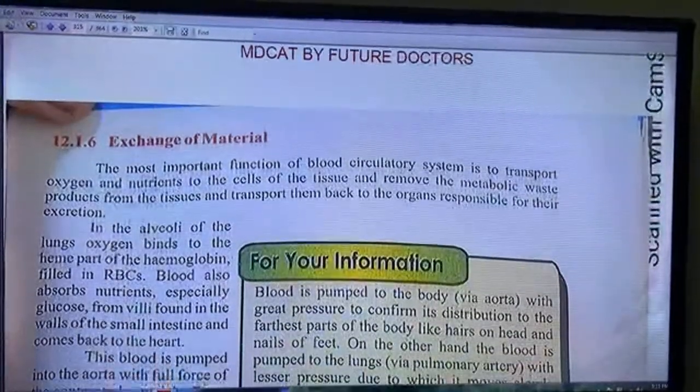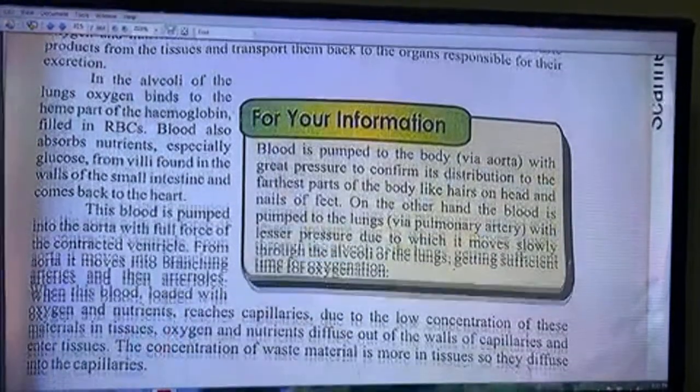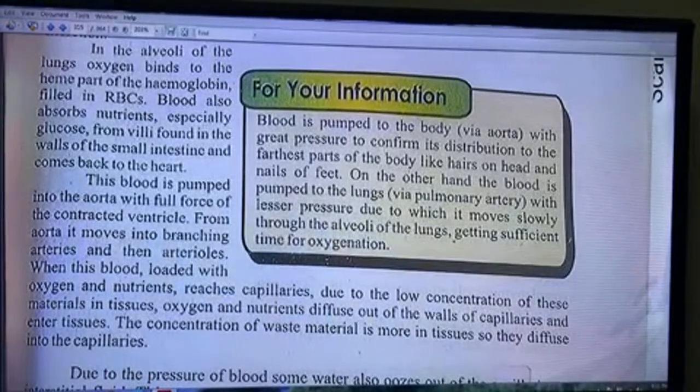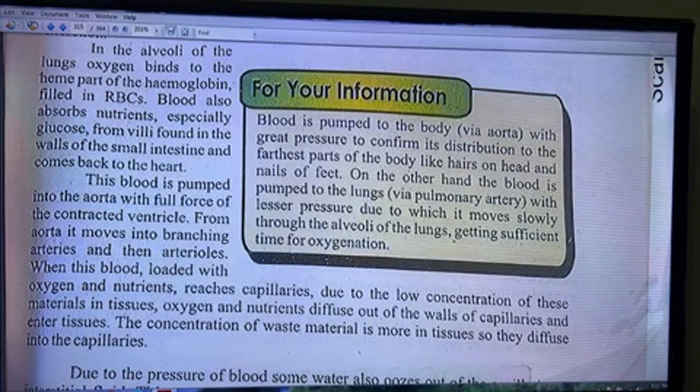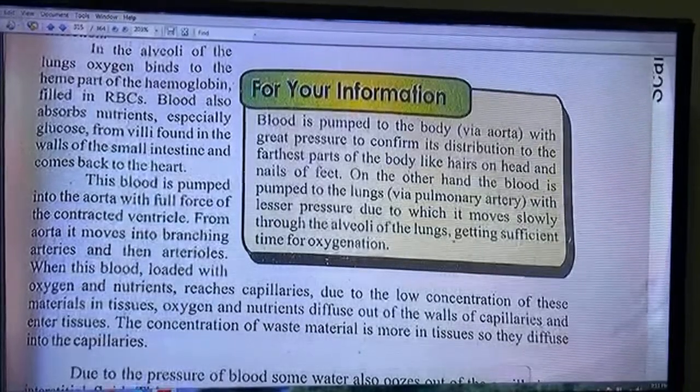Exchange of material. The most important function of the blood circulatory system is to transport oxygen and nutrients to the cells of the tissues and remove the metabolic waste products from the tissues and transport them back to the organs responsible for their excretion. In the alveoli of the lungs, oxygen binds to heme, part of the hemoglobin filled in RBCs. Blood also absorbs nutrients, especially glucose, from villi found in the walls of the small intestine and comes back to the heart.